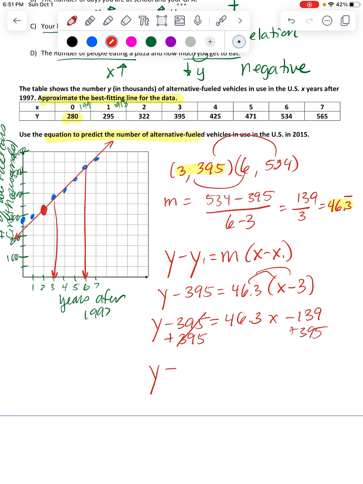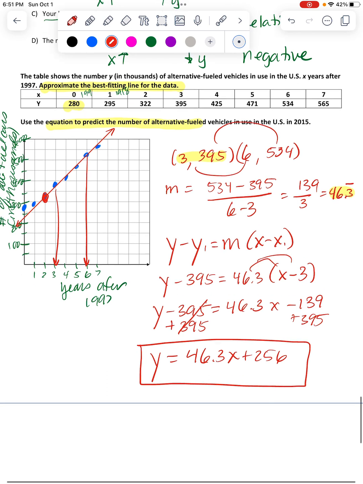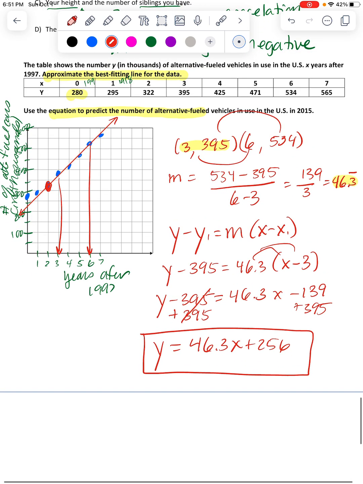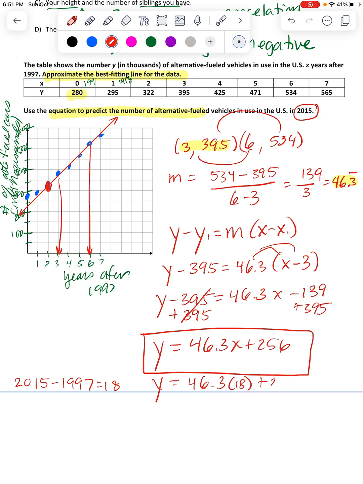So my best fit line, the line that comes pretty close to representing this data, is going to be this. And when they say later, use your equation to predict the number of alternative fueled vehicles in 2015, first I have to figure out 2015 is how many years after 1997, because that's what it told me to do. That's what they're graphing. And so that's going to turn into 18. And then I'm just going to plug that in for my x, because x is that time.